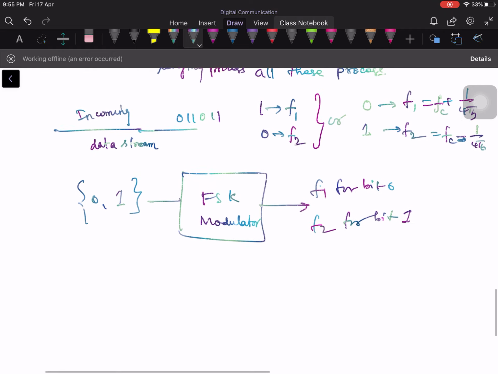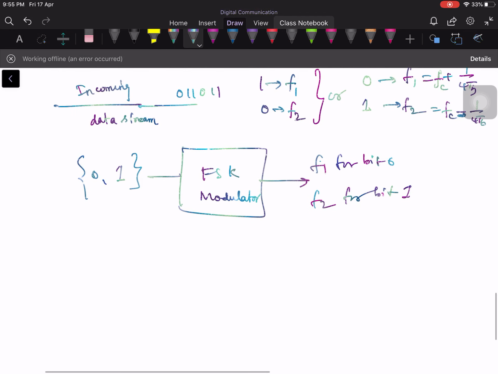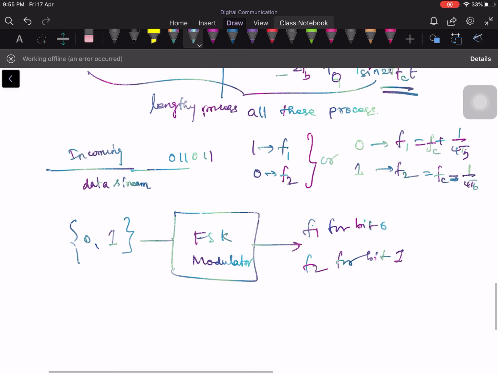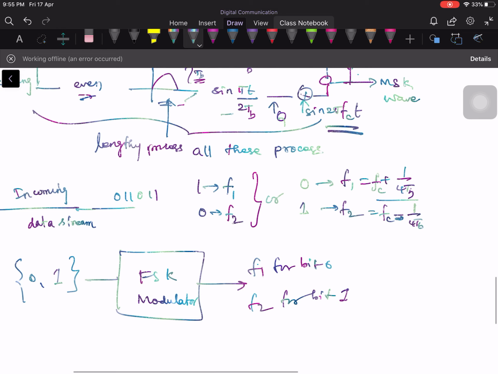So you have two frequencies, F1 for bit 0 and F2 for bit 1, or the other way around. Now if F1 and F2 are selected as we discussed earlier, Fc plus 1/4Tb and Fc minus 1/4Tb, then again you have a minimum frequency shift of 1/2Tb. These two are apart by 1/2Tb.